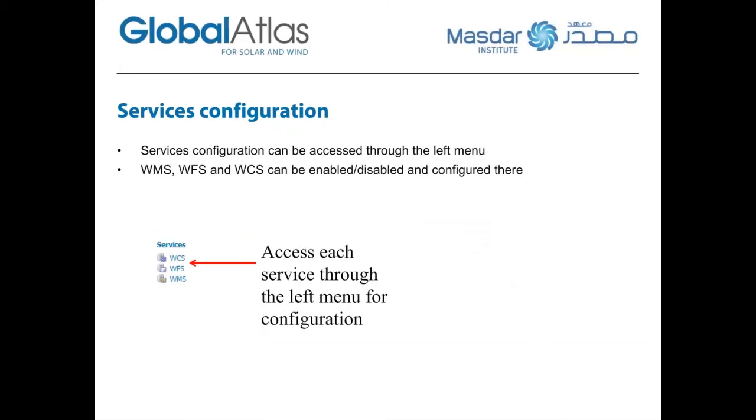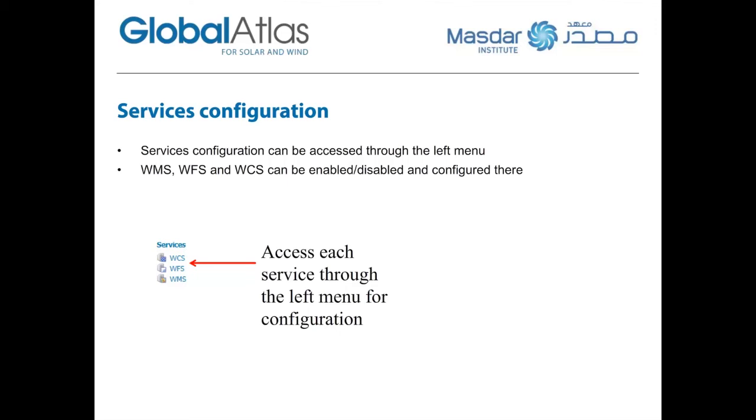You can also configure the different web services used in Geoserver. For that, you just need to access those services on the left menu. You have there three services supported by default: Web Map Service, well known as WMS, Web Feature Service, WFS, and Web Coverage Service, WCS. Inside each one, you can enable and disable and also configure some options and metadata.